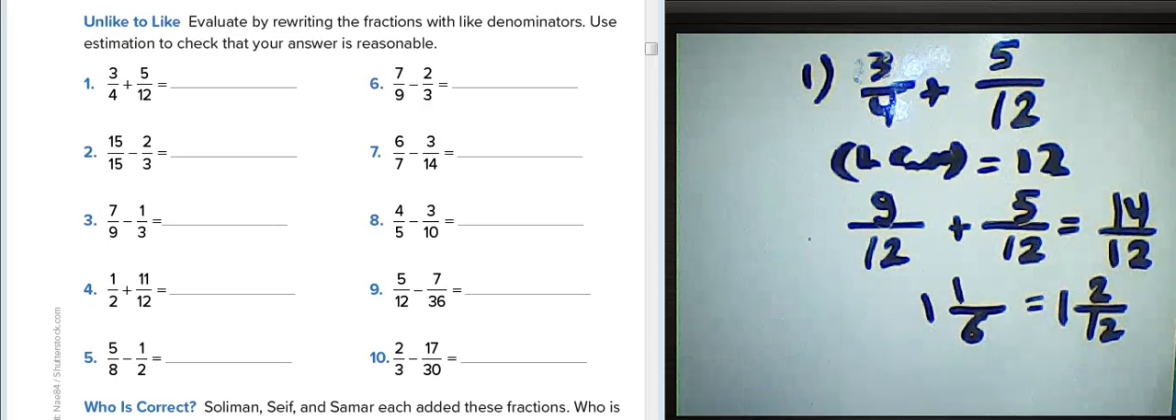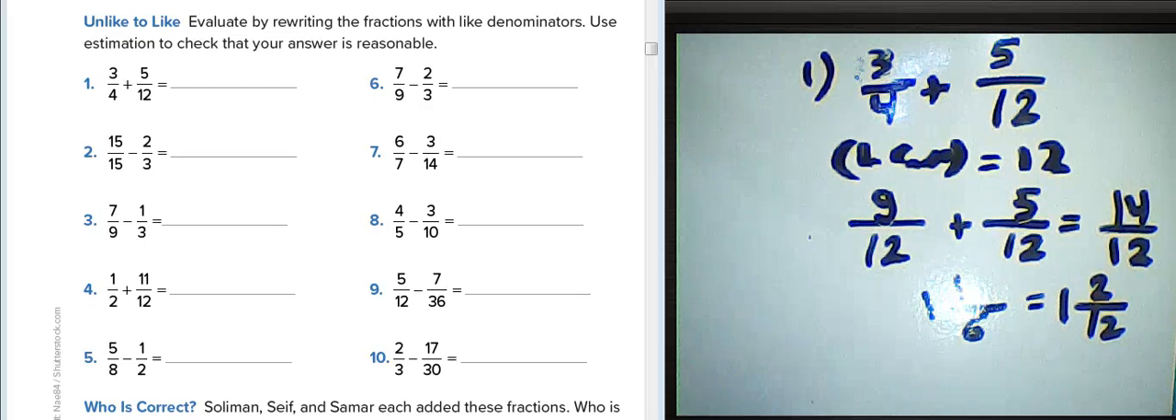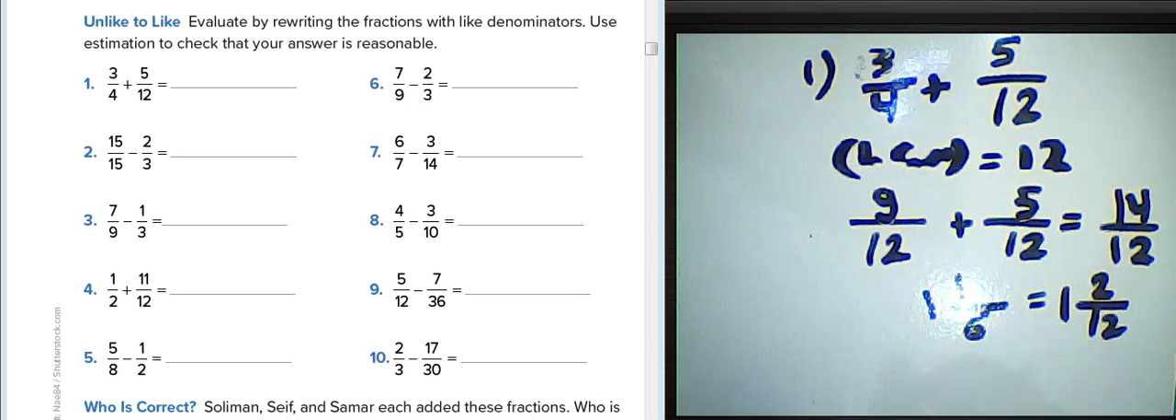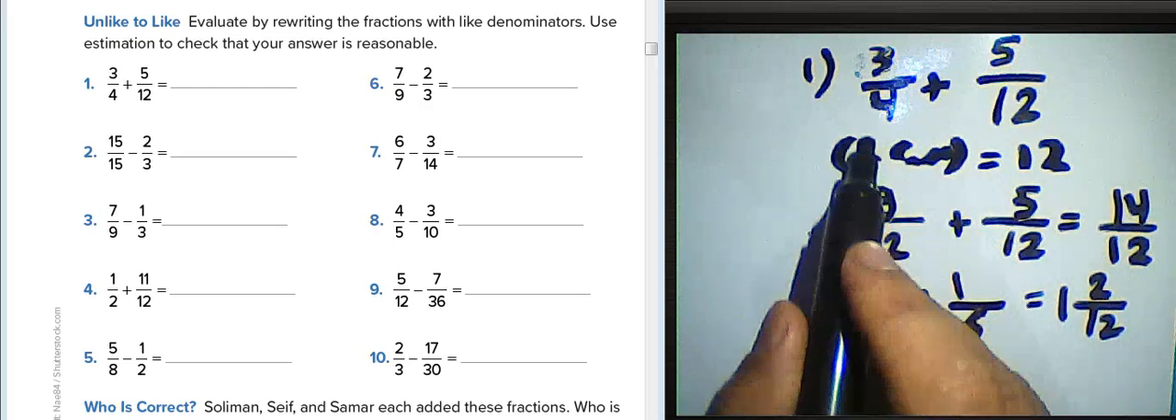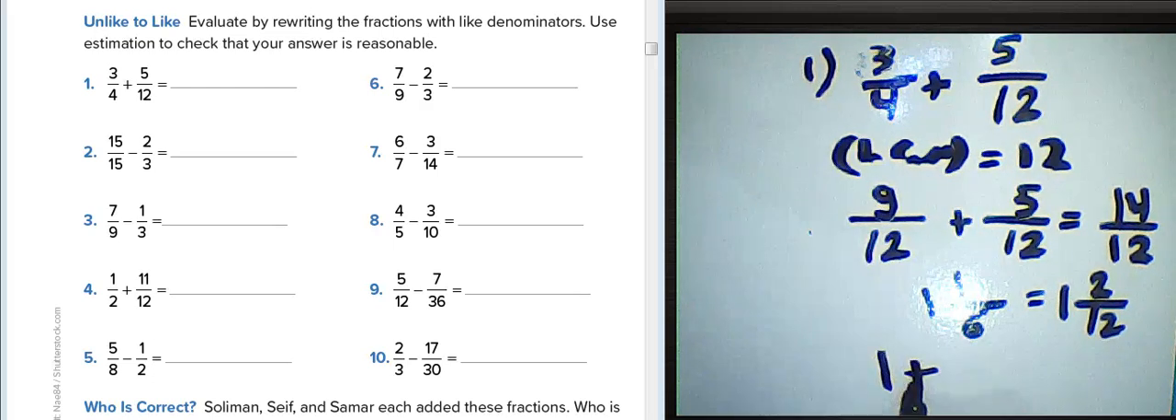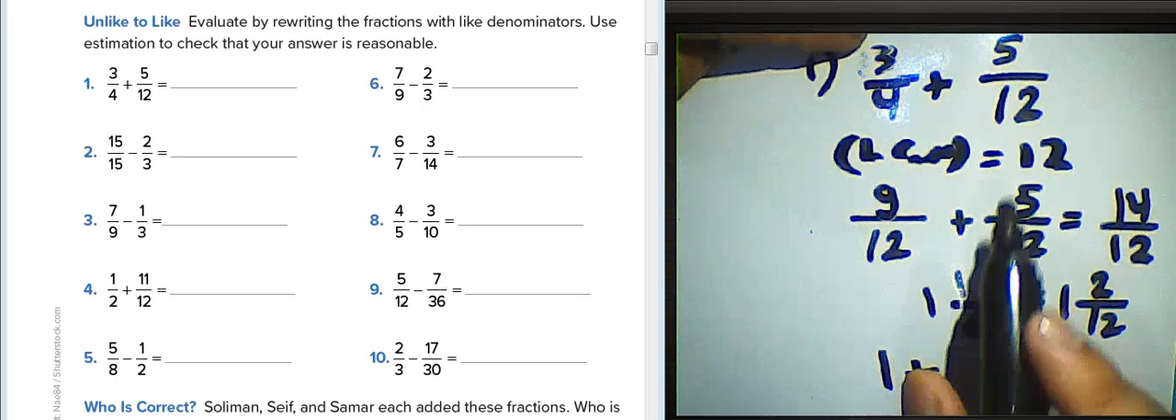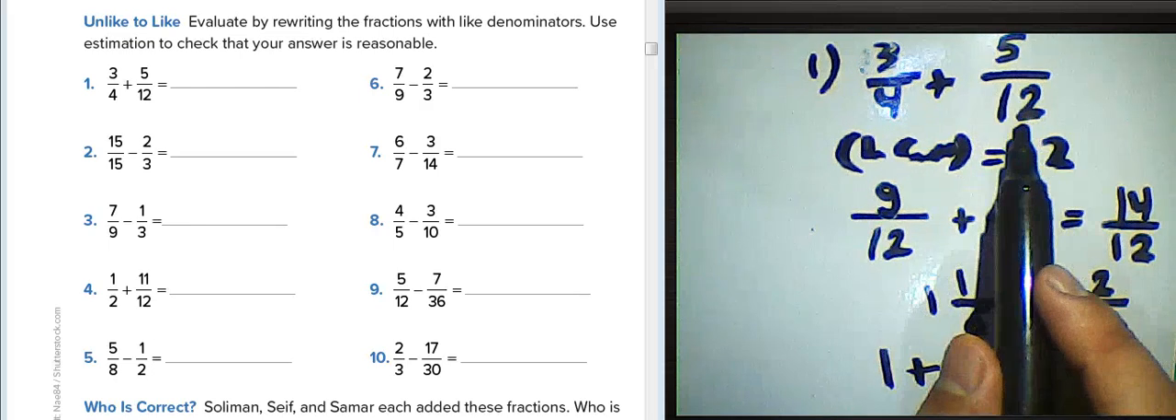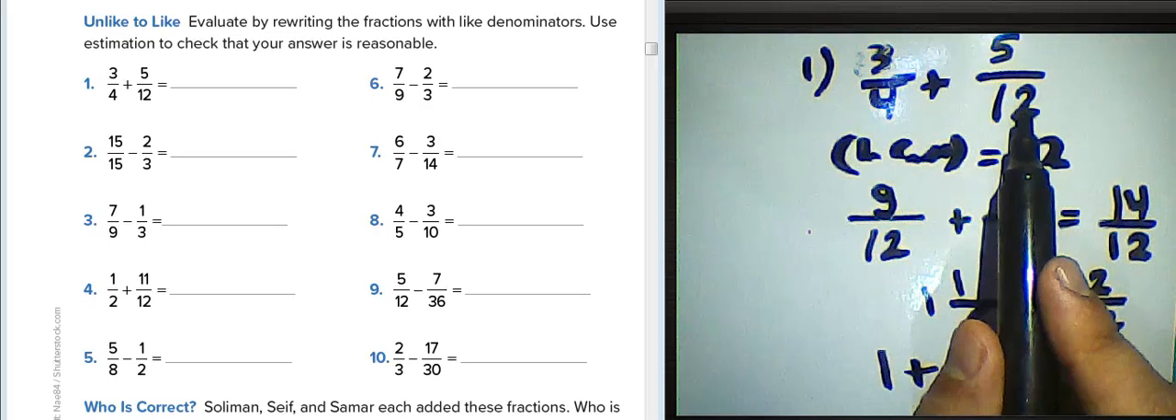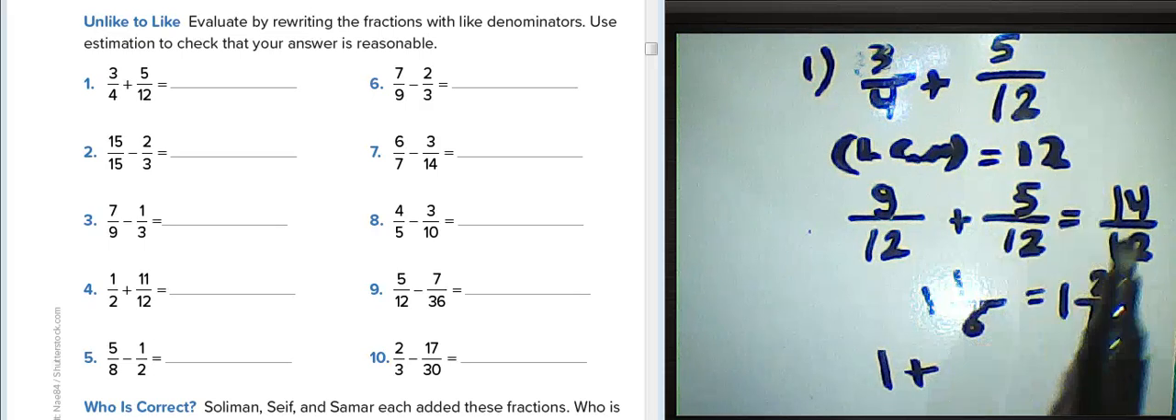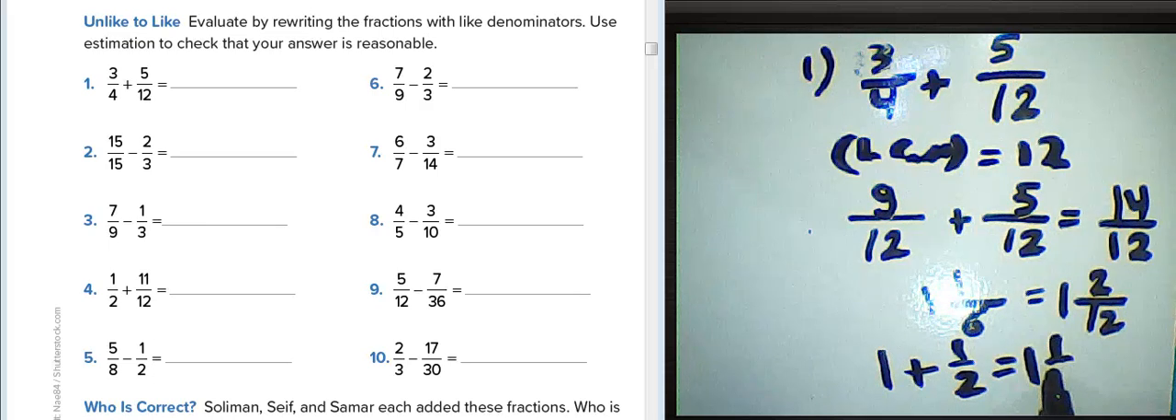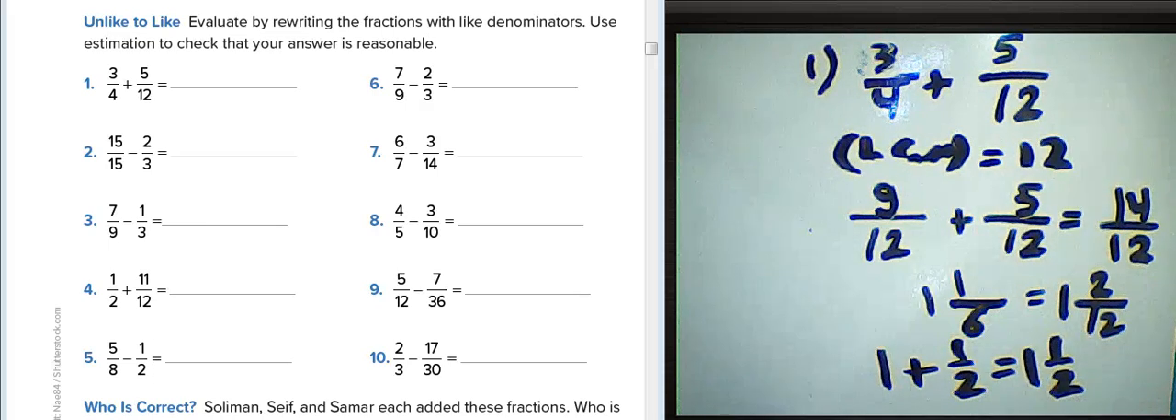And then we must check the fraction by using estimation. I will solve this example by estimation and compare the result here with the actual number, and I will write whether this result is reasonable or not. Look at here, 3 over 4 is nearest to 1. And 5 over 12, 5 is nearest to half of 12. Half of 12 equals 6. And 5 is nearest to half of 12, so it will be half. So the result will be 1 and 1 over 2.